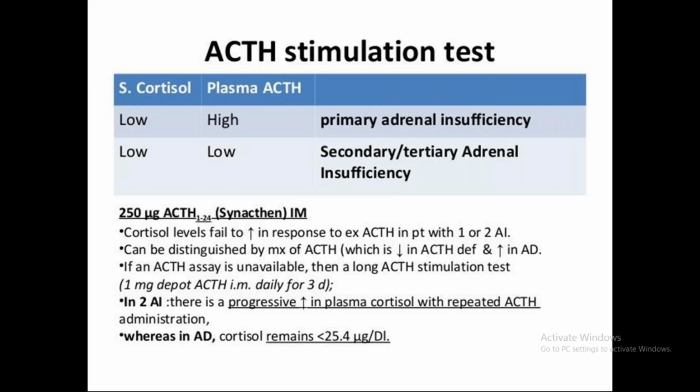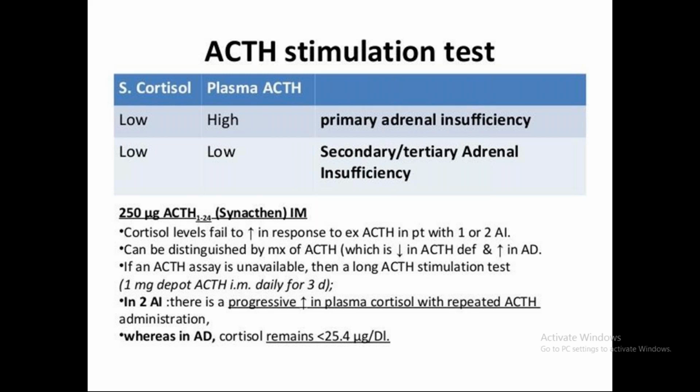So the next test is the adrenocorticotropic hormone stimulation test. Whenever the adrenocorticotropic hormone levels are very high, by negative feedback inhibition they inhibit the cortisol level, and with low adrenocorticotropic hormone levels, you come to know that there is low cortisol.